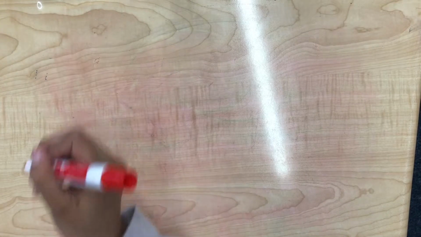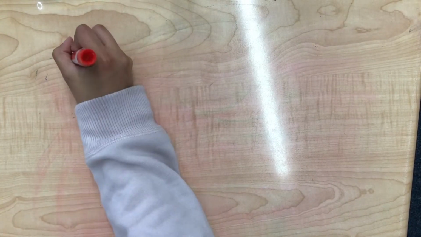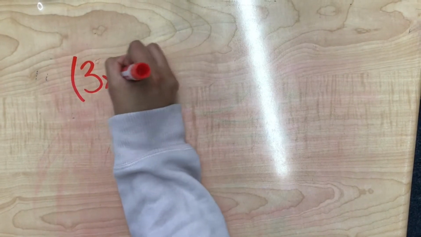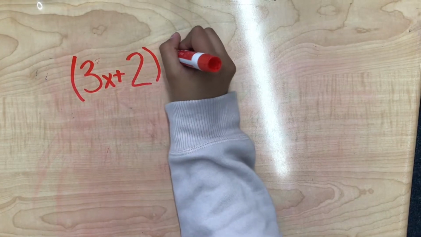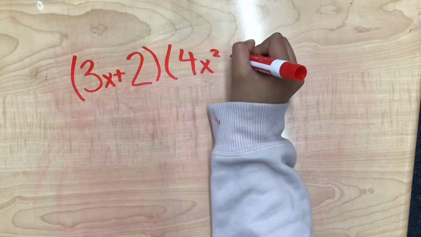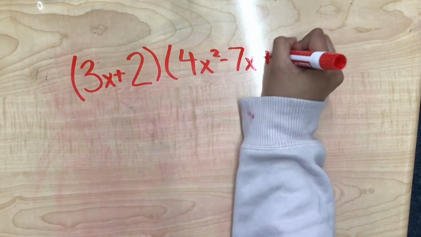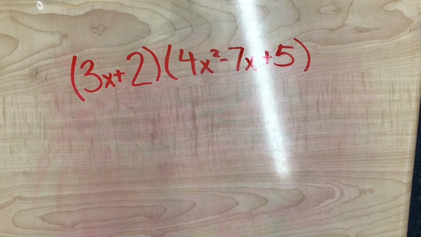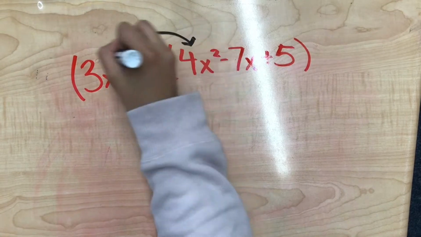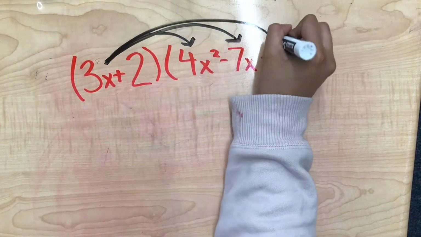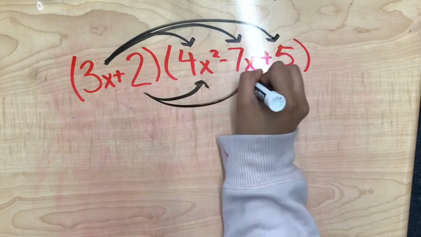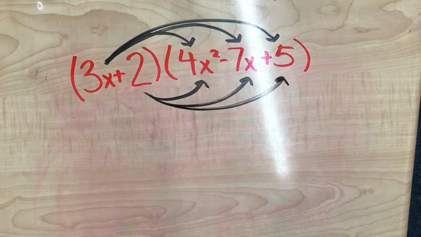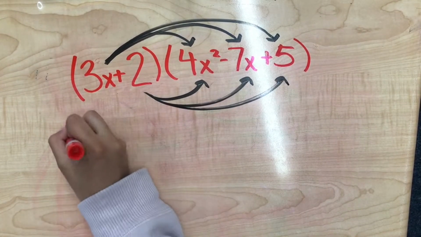So today we're going to be multiplying polynomials. And the first equation we're going to do is 3x plus 2 times a polynomial of 4x squared minus 7x plus 5. So the first step to multiplying polynomials is distributing. So using the rainbow method, we're going to distribute the 3x to 4x squared, negative 7x, plus 5, and we're going to do the same thing with the number 2.